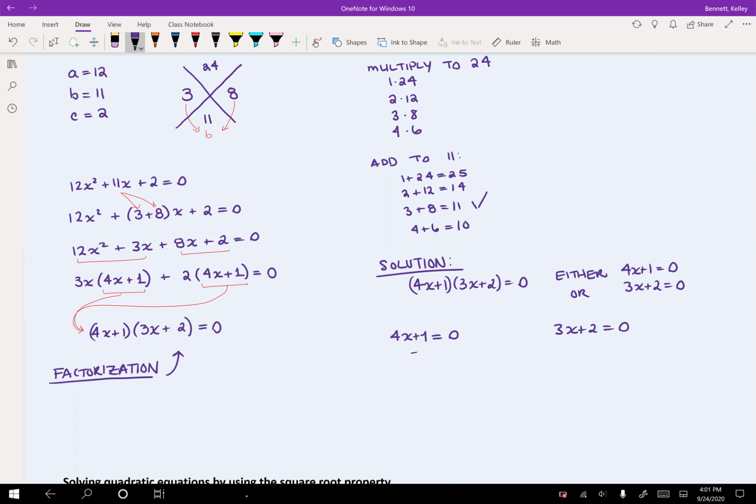So I'm going to subtract 1 from both sides. That gives me 4x equals -1. I'm going to divide by 4 on both sides. And so I get that x equals -1/4. Similarly over here, I'll subtract 2 from both sides, which gives me 3x equals -2. And then I'll divide by 3. So that x equals -2/3. And so now these are my solutions here.